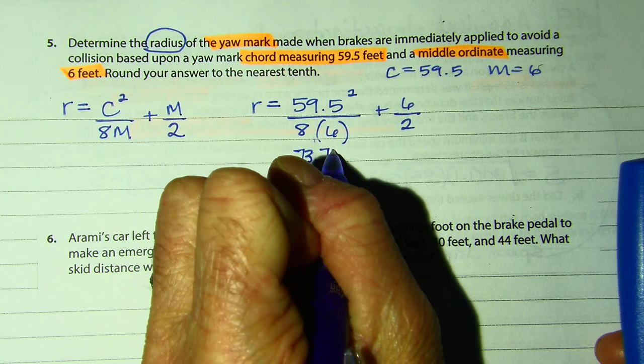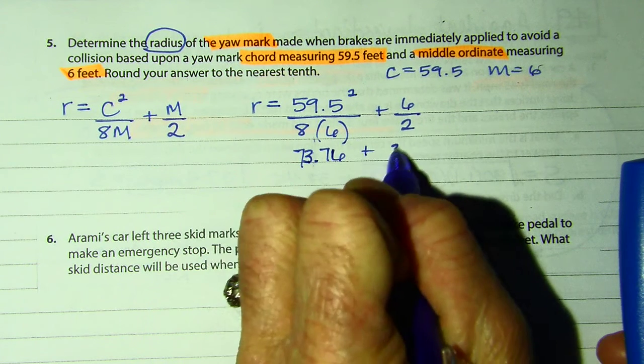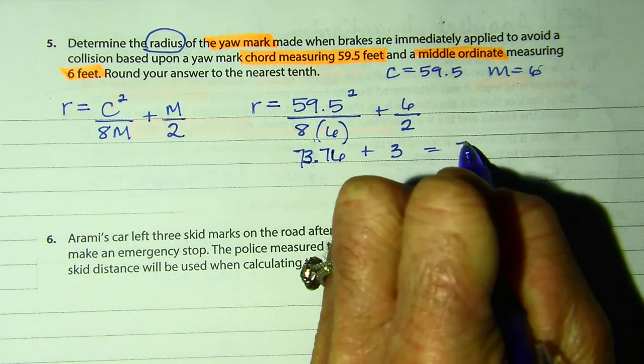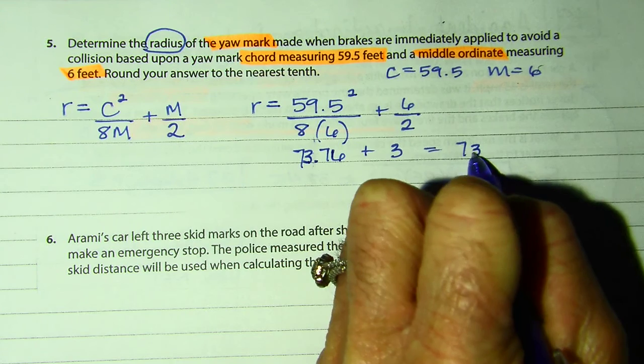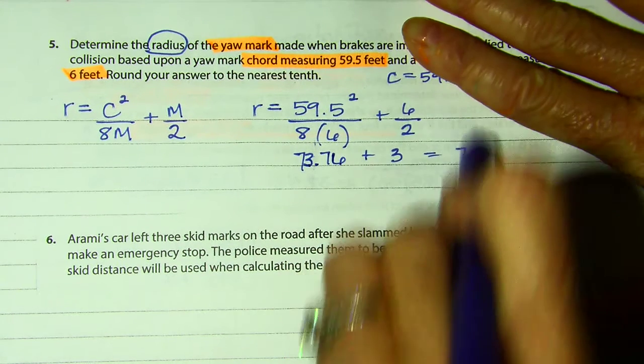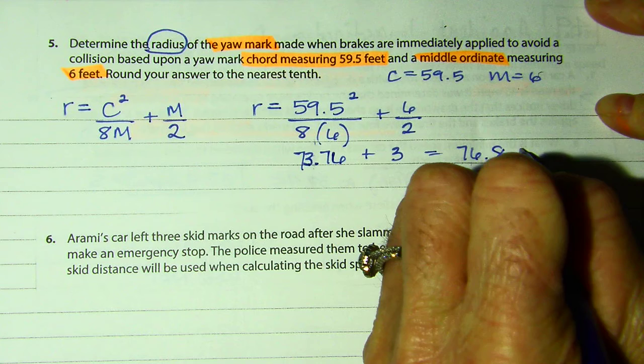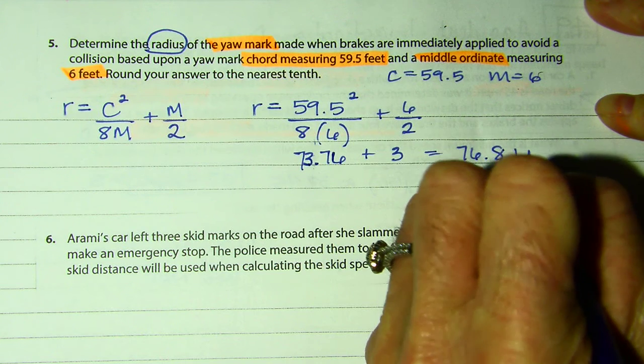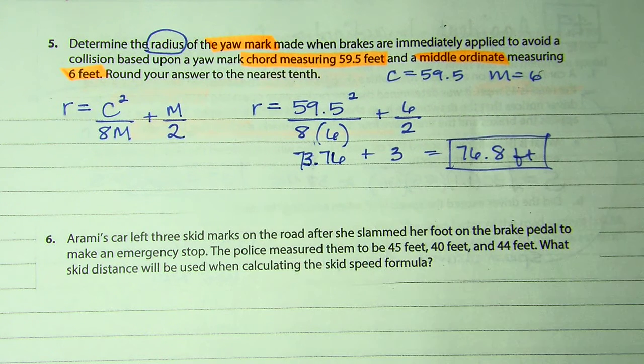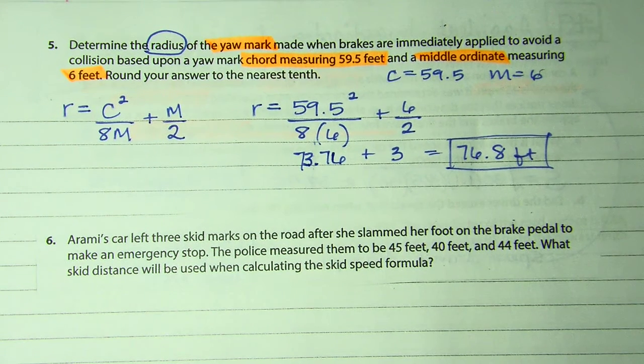It says round to the nearest tenth. I'll do that in a second. Plus 3. I'm going to round that to 73. Whoops. If I add 3, my final answer is 76.8 feet. That is my radius of my curved skid mark.